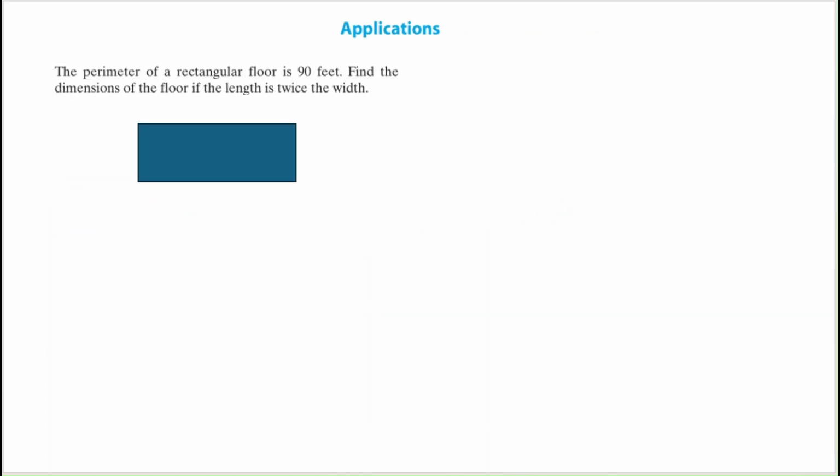Here we have a very simple application problem. They say the perimeter of a rectangular floor is 90 feet. Find the dimension of the floor if the length is twice the width. So we have a rectangular floor. This should be the length. This should be the width. L is length. W is the width.